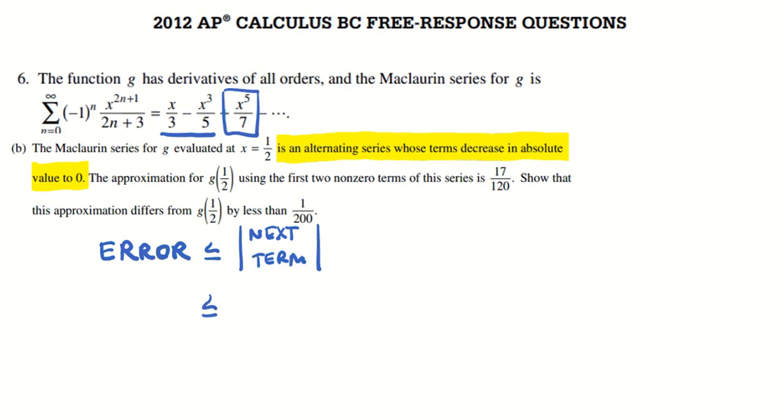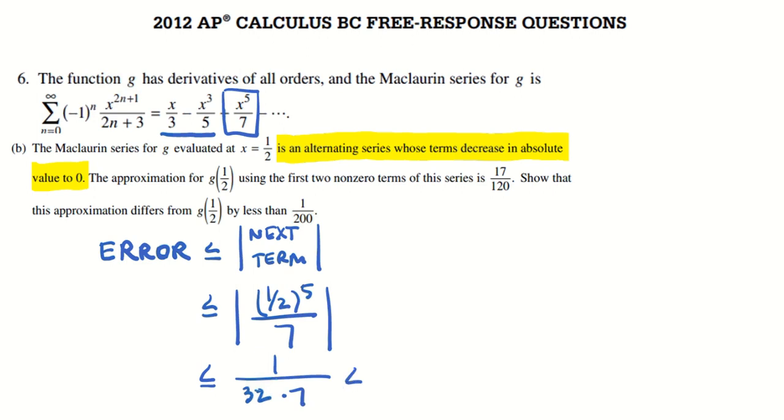So the error is less than or equal to the absolute value of 1/2 to the 5th divided by 7. Now, 1/2 to the 5th is 1 over 32. So I'm going to say that's 1 over 32 divided by 7. And that's less than, 32 times 7 is about 210, which is definitely less than 1 over 200. And that's how I'm going to show that the error in the approximation is less than 1 over 200.